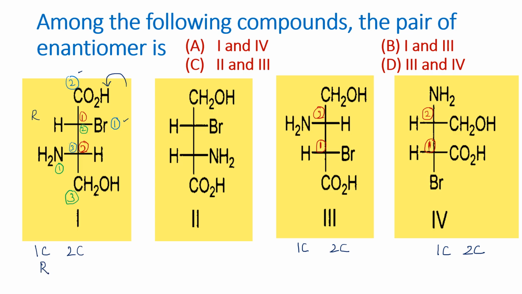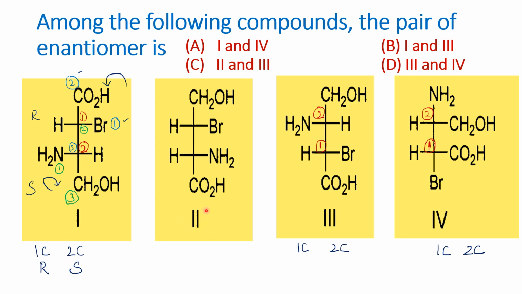Likewise, we see the second carbon. In case of the second carbon, again, the priority is 1, 2, and 3, which is in the clockwise direction. But then least priority is in the horizontal direction. So it is S. So the second carbon is S configuration. So for structure 1, the first carbon is R configuration, the second carbon is S configuration.